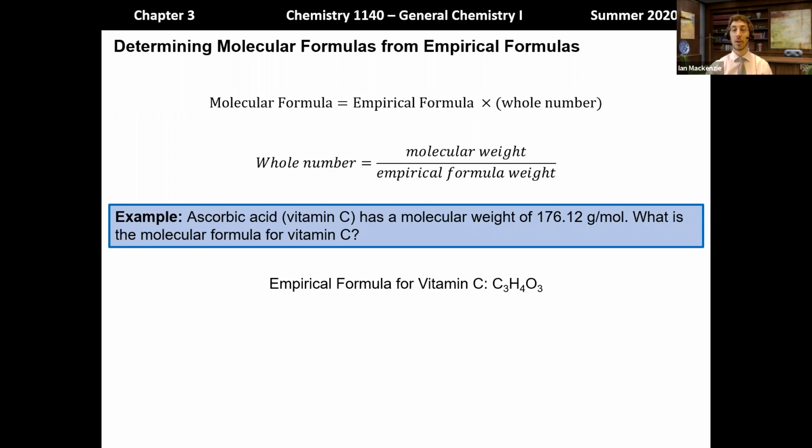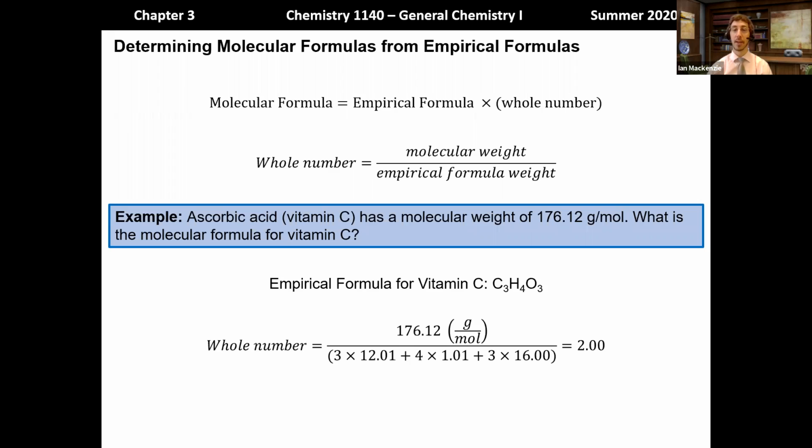So remember that we determined that to be C3H4O3. So now I have a molecular weight, I have an empirical formula. I simply have to figure out what the empirical formula weight is, which is simply adding up the atomic weights. Put the molecular weight on top here, and I will divide through and come out with this whole number as being just 2. So the actual molecular formula then for vitamin C is simply the empirical formula scaled by 2, and so the actual formula is C6H8O6.